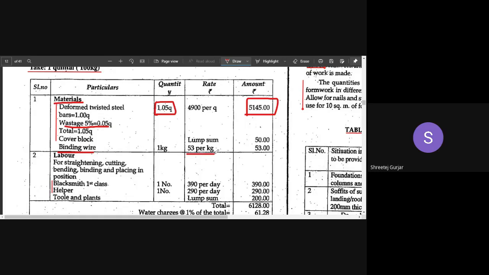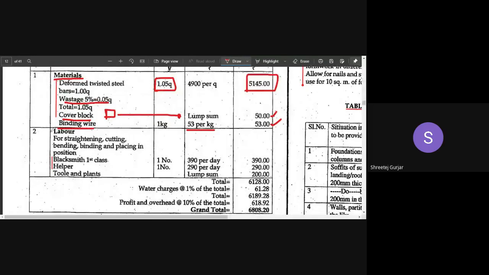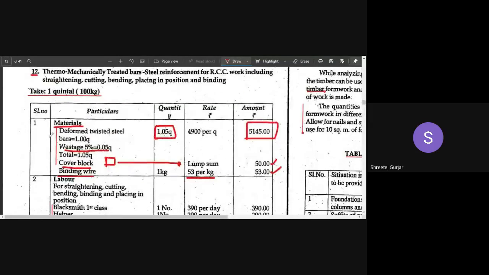So 53 rupees per kg is the rate, and cover blocks are required so that appropriate cover is maintained. So cover blocks we will order in lump sum. We will take the amount as 50 rupees, and here it is 53. No problem. Then labor.